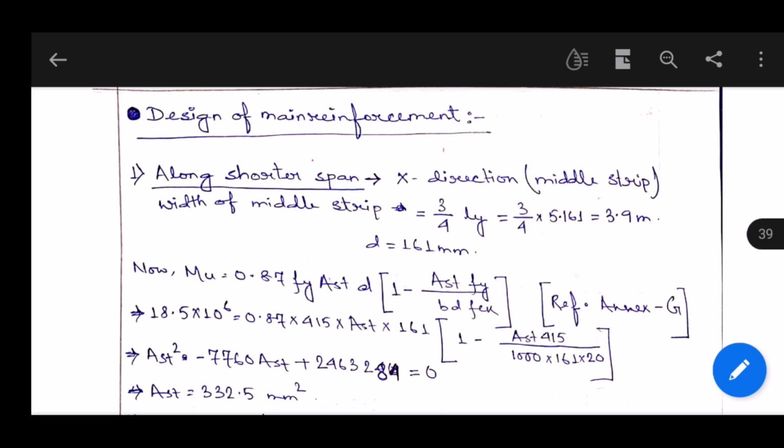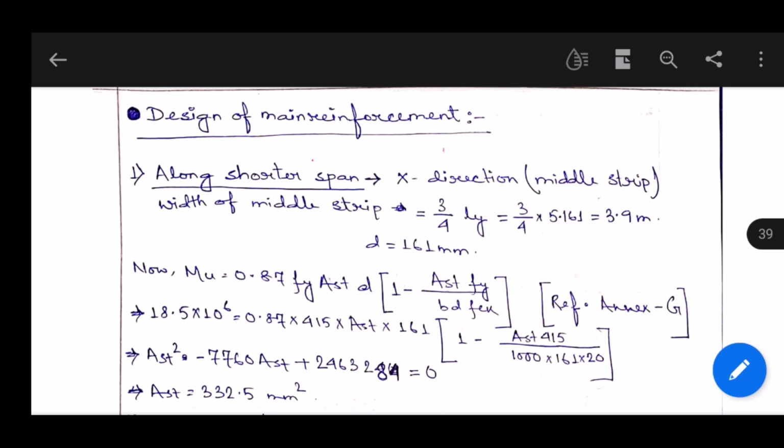Now Ast means area of steel. So area of steel is unknown here. We have to find out area of steel from this equation. Into d, that is depth, that is also a known value, within bracket 1 minus Ast, area of steel, which we have to find out, is unknown. Then fy, grade of steel, is known, b is width, d is depth, and fck is characteristic strength of concrete. All are known values.